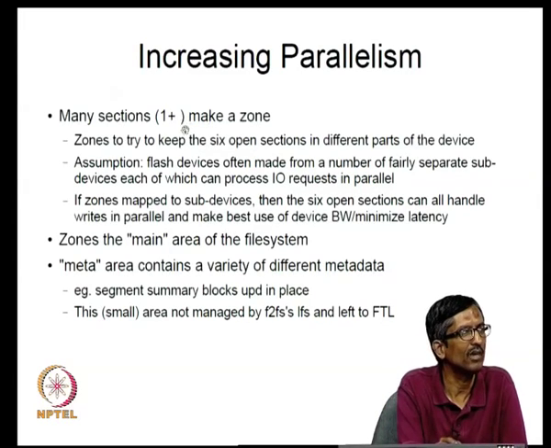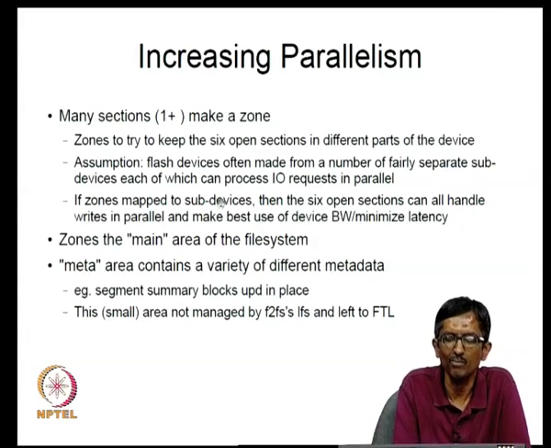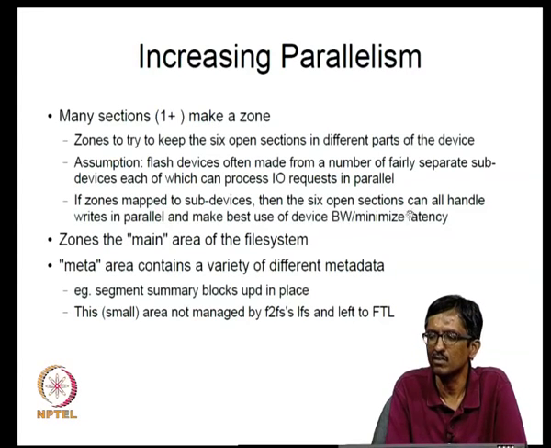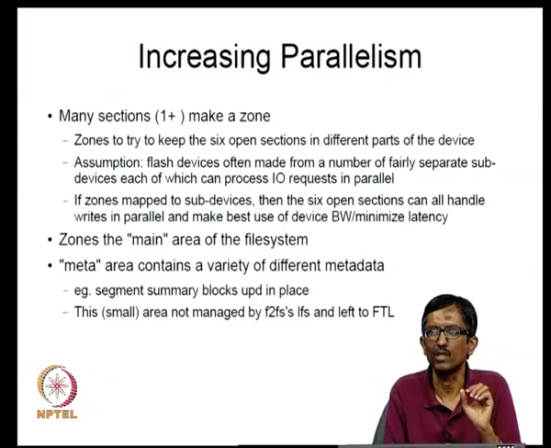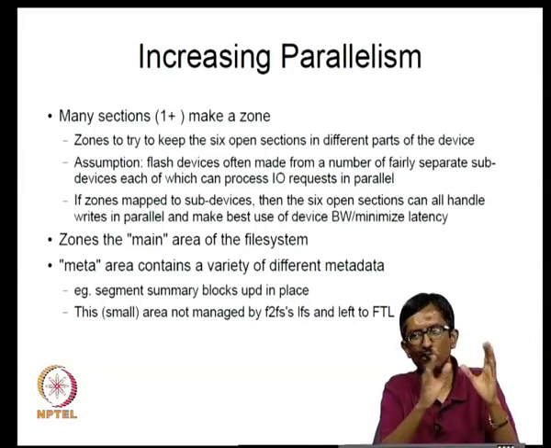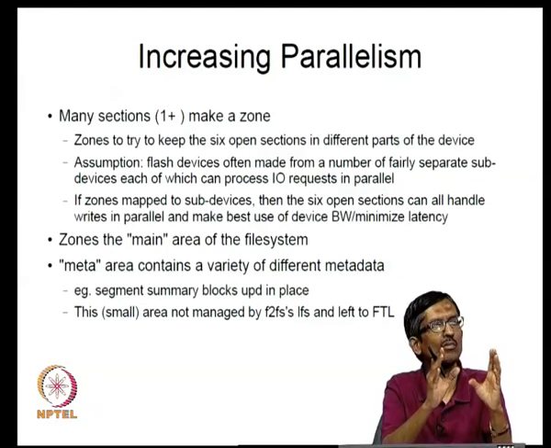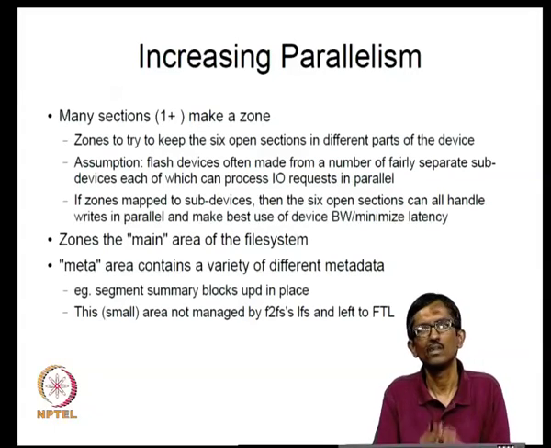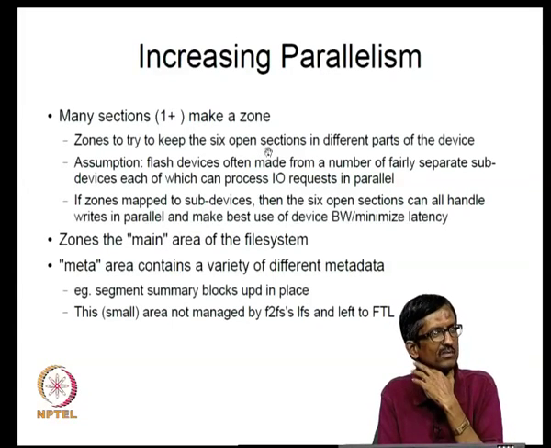So if you have zones, which is a higher level structure, basically multiple sections making into one zone. If zones are mapped to sub-devices, then essentially 6 open sections can all handle writes in parallel and make best use of device bandwidth or minimize latency. So essentially you are pumping the same device, 6 operations can be going on at the same time, because they are sitting on 6 separate groups of chips, and each group can be considered to be some kind of interface. So I can essentially keep doing 6 or 4 or whatever it is. It says up to 6, depends on the device.